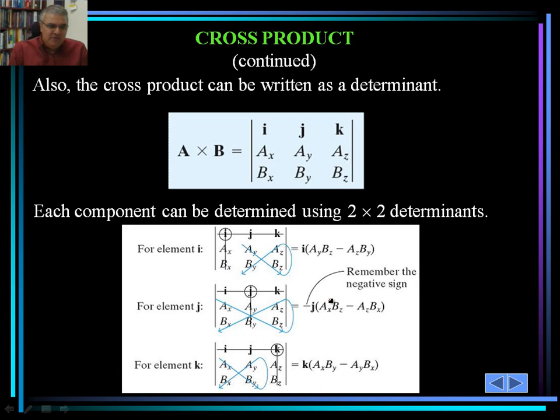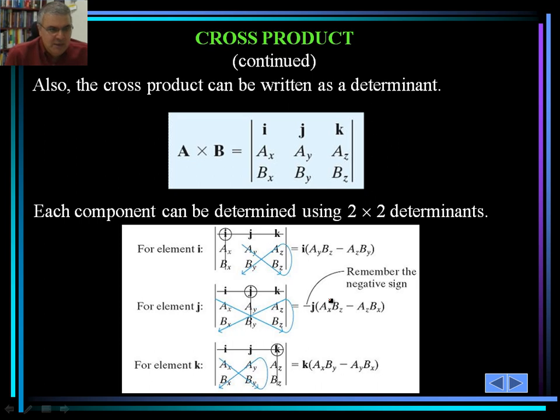We cross the first line, first column out, and then we would say A sub y, B sub z, I minus A sub z, B sub y, I. That's for the I component. For the J component, remember, we're taking the determinant, so the second term would be the negative sign. If you don't remember that from your calculus, we review it. We are reviewing it right now.